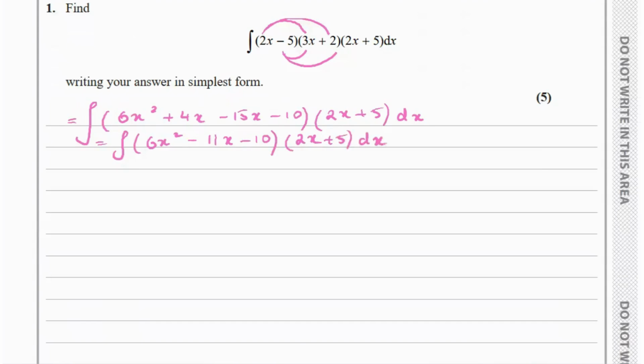Now we expand it with the third bracket. So that is going to be 6x squared times 2x, which is 12x cubed. 6x squared times 5, 30x squared. Negative 11x times 2x, negative 22x squared. Negative 11x times 5, negative 55x. Negative 10 times 2x, negative 20x. And negative 10 times 5, negative 50.